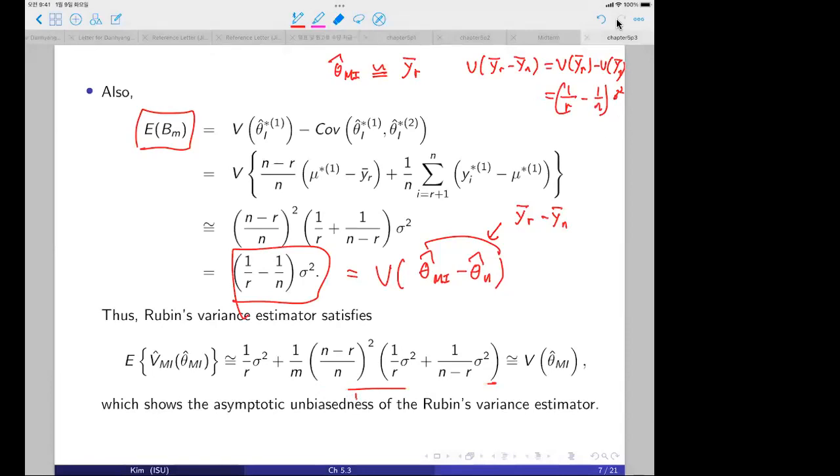You can check several different ways, but this is probably the easiest way. So basically, this example shows that the property satisfies the assumptions for theorem 5.2. So it confirms the asymptotic unbiasedness of Rubin's variance estimator.